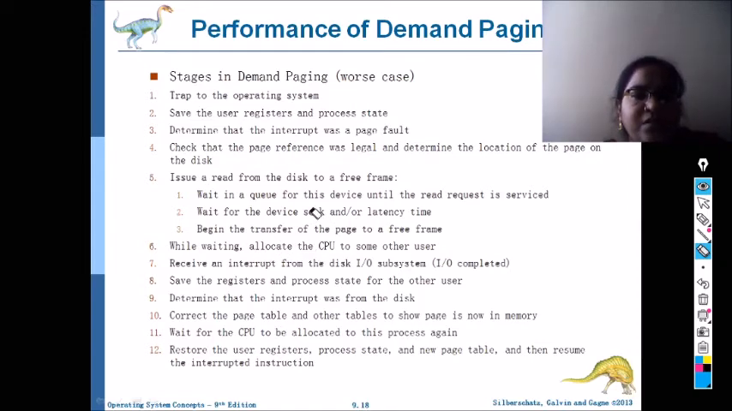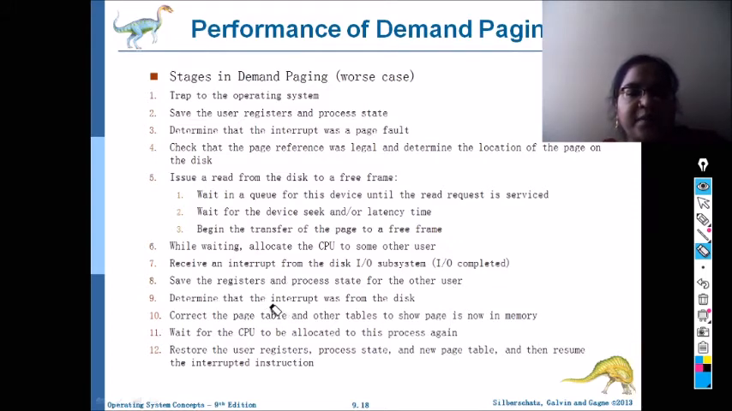When the disk is ready to transfer the page, it will send an interrupt, which indicates that it is ready for transfer. Then the transfer can be accomplished by transferring that page. The CPU was busy with some other process, so that process has to be suspended. For that, it saves the registers and process state for the other process. And now the page will be transferred.